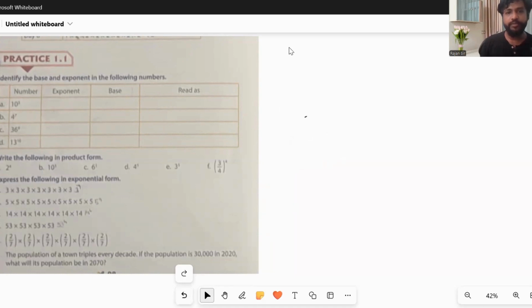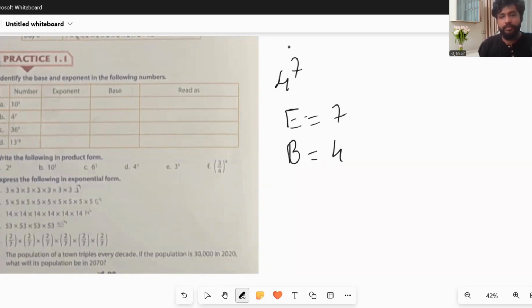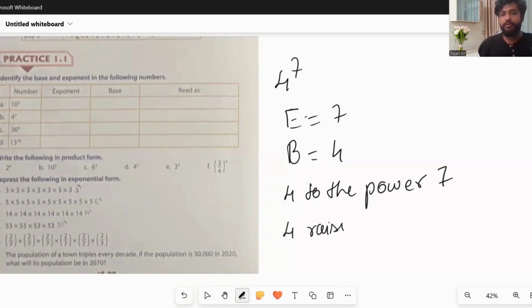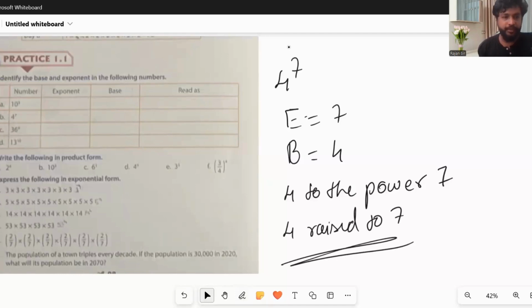So we have 4 raised to 7. So the exponent here is 7. The base here is 4, and we write 4 to the power 7, or generally 4 raised to 7. Now you can do the rest of the questions by yourself.